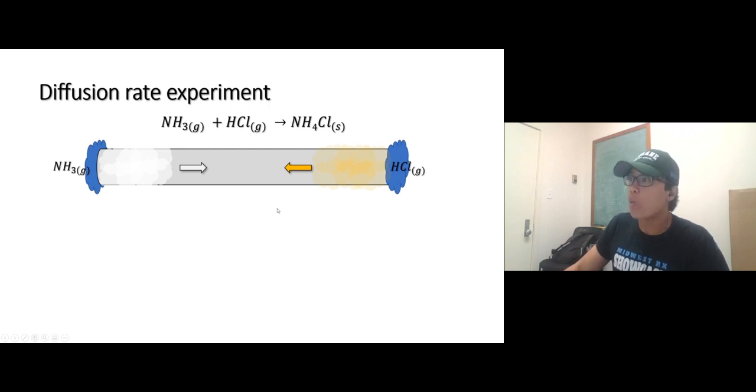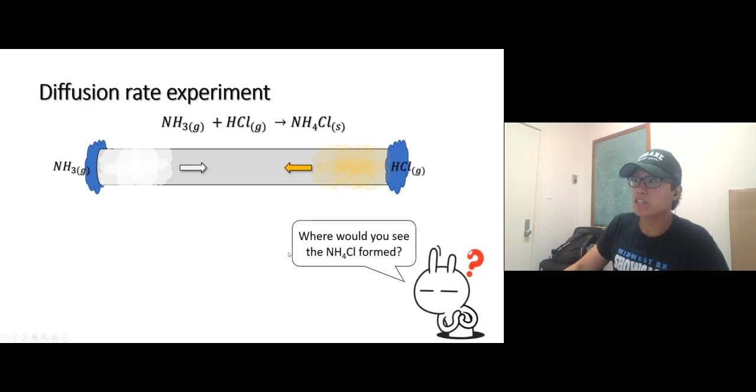So the question is, where would you see ammonium chloride form? That's going to be the question, right? It depends on the speed of either ammonia or hydrochloric acid. If the hydrochloric acid moves faster, it goes all the way right here. So the spot of ammonium chloride is going to be closer to the ammonia end. Does it make sense? If the ammonia moves faster than hydrochloric acid, it's going to move quickly right here, and ammonium chloride will be formed when these two come into contact. Ammonium chloride will be formed closer to the hydrochloric acid end.